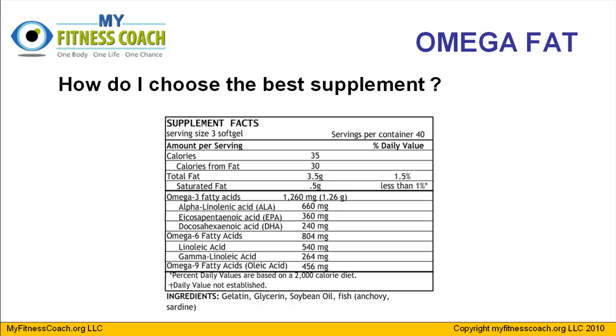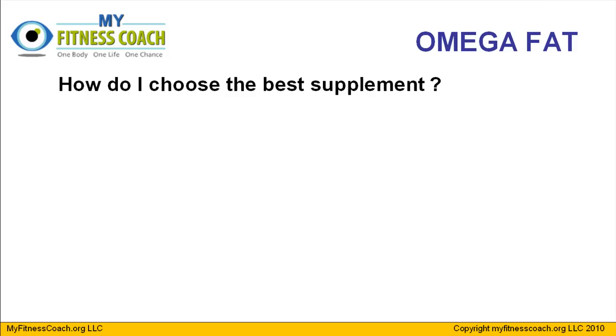So this is an example of what you'll see on the store shelves as a 369 complex, omega-3 complex. This is something that you will put right back down and look for only EPA and DHA in the supplement. So let's take a look at that now.